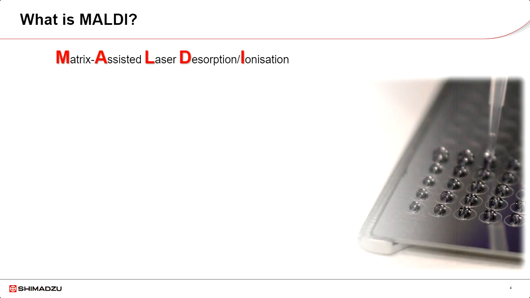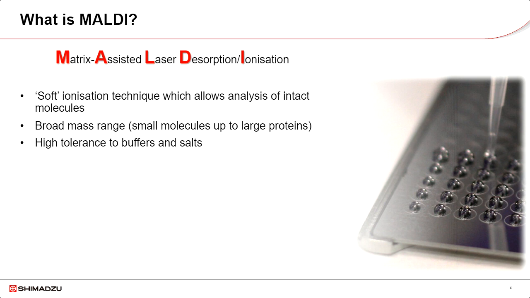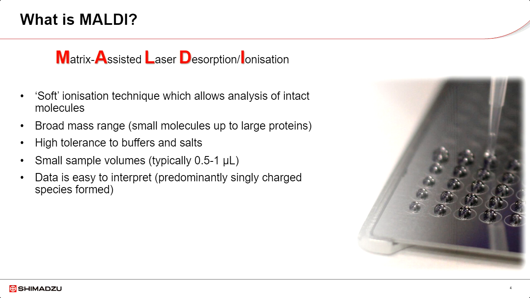MALDI-TOF mass spectrometry has several advantages. It is a soft ionization technique, as it preserves the structural integrity of the molecules, thus allowing the detection of the intact mass. It has a wide mass range, from small molecules to large proteins. It has a high tolerance to buffers and salts. It requires small sample volumes, typically between 0.5 and 1 microliter. The spectra are easy to interpret due to singly charged species being mainly formed. It is fast and easy to use and maintain.